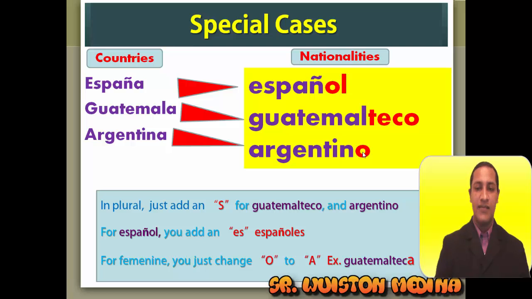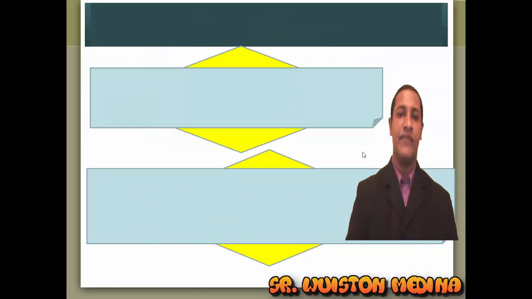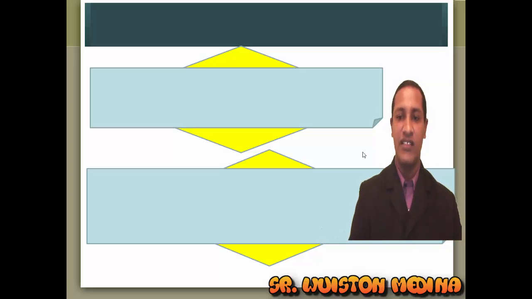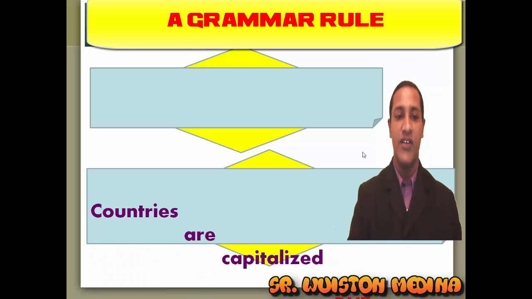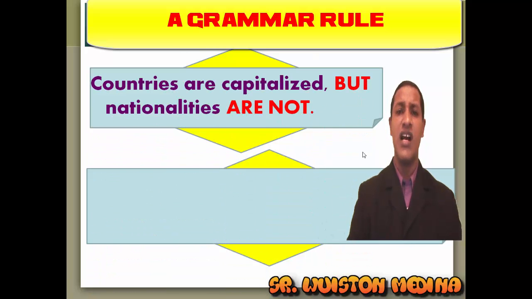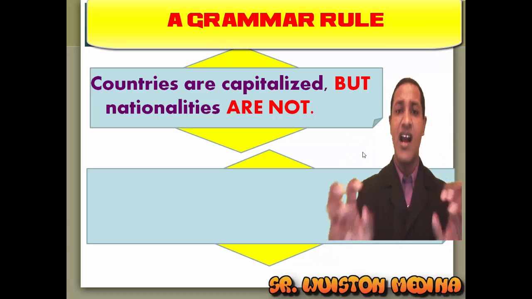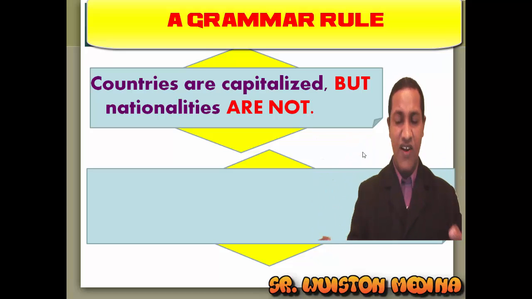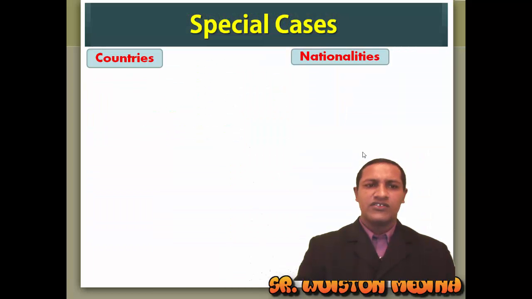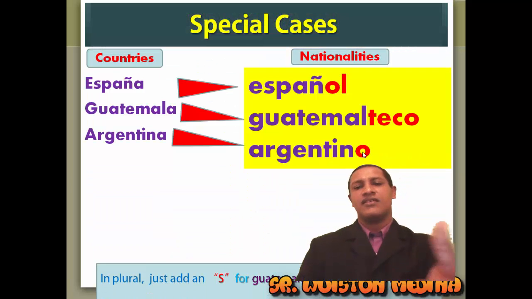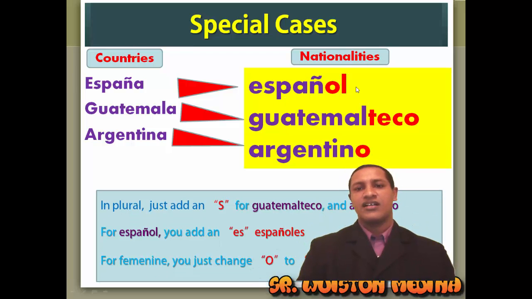So that's it, guys. And let me teach you something else. Before I leave this class, I'm talking about the general rule that we have learned so far here. It means that countries are capitalized, but nationalities are not. Countries are capitalized. So far as a conclusion, as you could see here, let me go back for a minute. You can see España, and you see that the nationality here is not capitalized, guatemalteco, argentino.